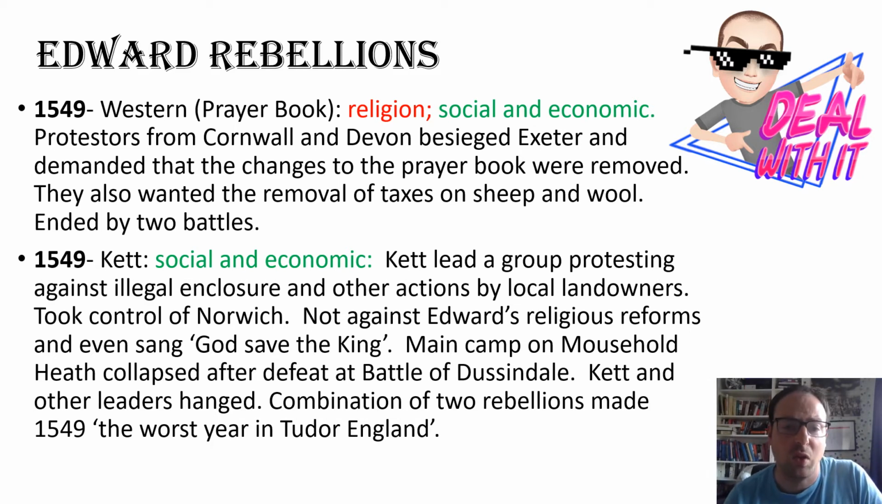The first of these is referred to as the Western Rebellion, often referred to in writing about it as the Prayer Book Rebellion, which tells you immediately that there's going to be religion in this, and there's also social and economic factors in this as well. So the people involved, the rebels in this, are largely from Cornwall and Devon, and they besieged Exeter, and they demanded changes be made to the prayer book. They demanded that the changes Edward had made get removed, and the prayer book goes back to how it had always been, and they were objecting to the Protestant elements that Edward had insisted be instigated in this prayer book.